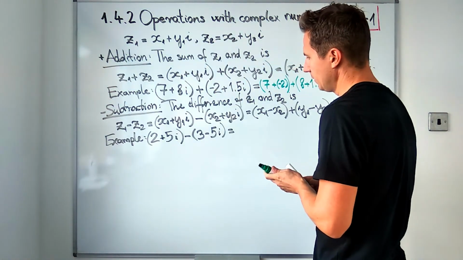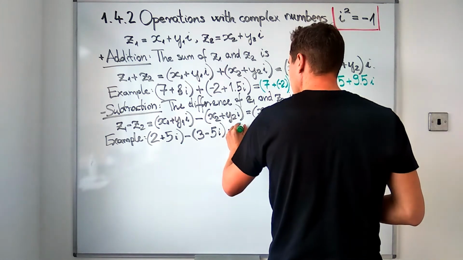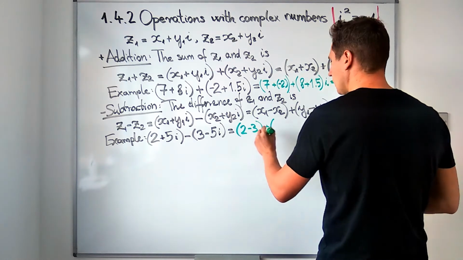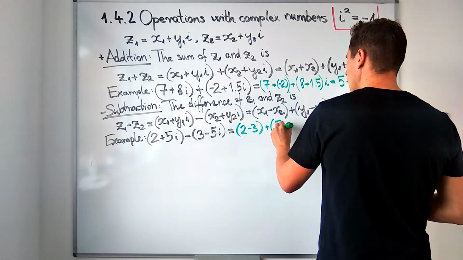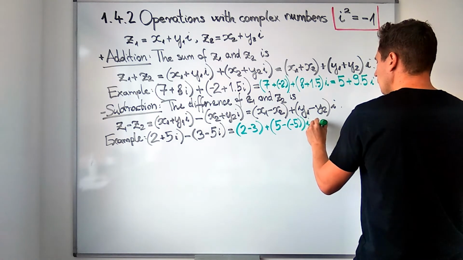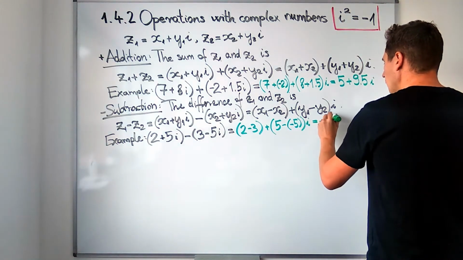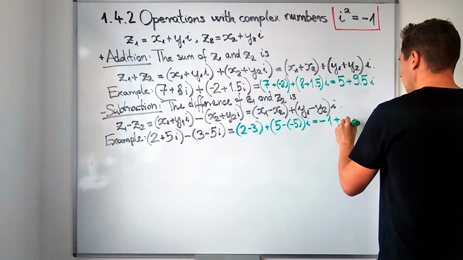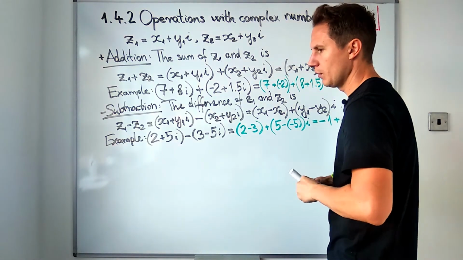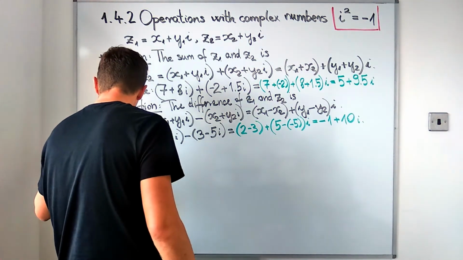Okay, I hope you paused the video and did the calculation and found that the real part of the difference should be 2 minus 3, and the imaginary part of the difference should be 5 minus 5. This is multiplied by i, of course, so your answer, I hope, was -1 plus 10i. So this is the difference of these two numbers. I hope you got it right. Let's move on to multiplication.